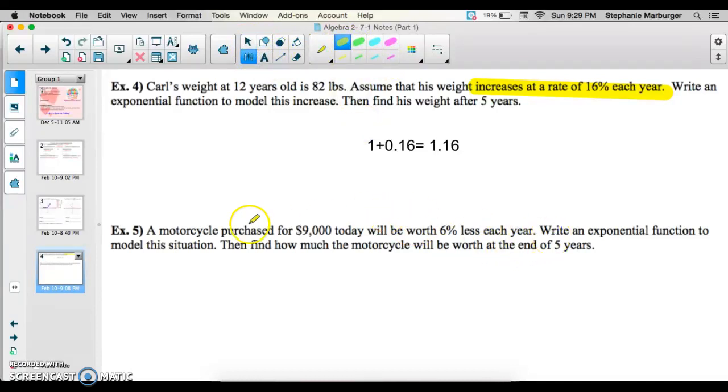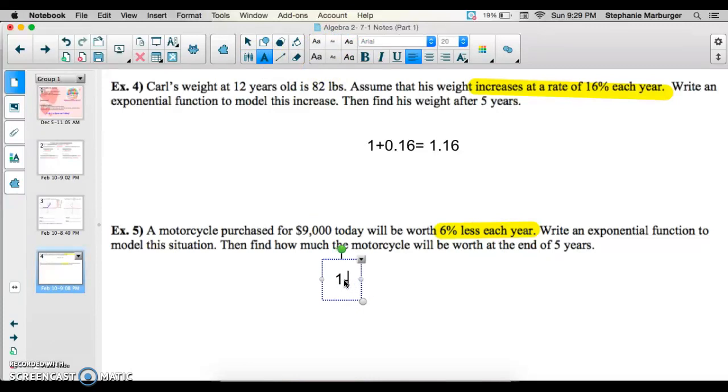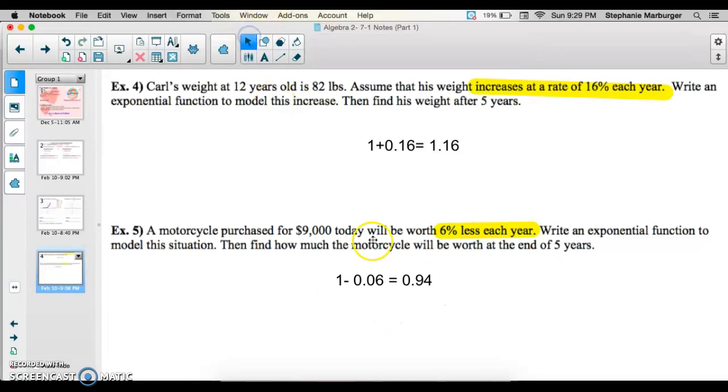And then I want to draw your attention to example 5, same exact thing. It's saying you're buying this motorcycle and it's going to be worth 6% less each year. Because it's less, it's exponential decay. So your b value is going to be 1 minus r. In your case, that's going to be 1 minus 0.06, which is equal to 0.94. I just want to highlight the keywords there. Make sure that you're looking for those so that you can determine what your b value is going to be, and be super careful with your r as a percent written as a decimal.